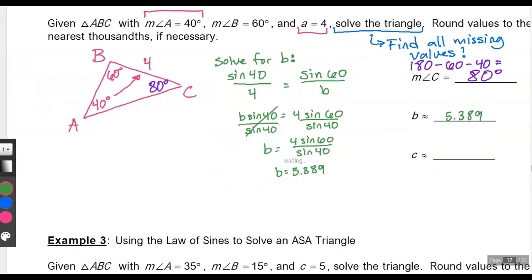But what else do we need to solve for? We need to solve for C. We just solved for B, so now let's solve for C. Again, it's easier here to not use the decimal answer, so I'm going to again use angle A and side a as the other side of my proportion. So we have sine of 40 over 4 is equal to what? Yes, sine of 80, because that's the angle across from side length C.